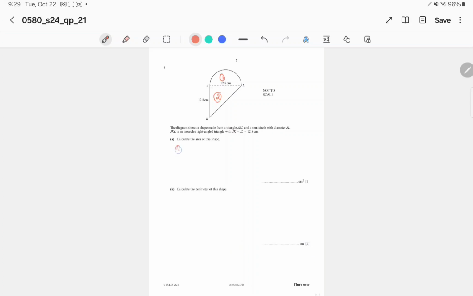Okay, area of the semicircle. The formula is pi r squared divided by 2. So pi into 12.8 squared divided by 2. Sorry, that is the diameter, not the radius. I will correct it. It is pi into 6.4 the whole squared divided by 2. So your answer will be 64.33 centimeters squared. One part.